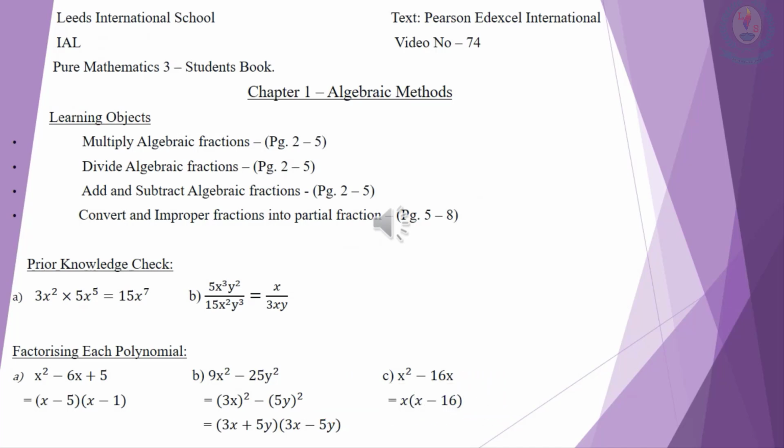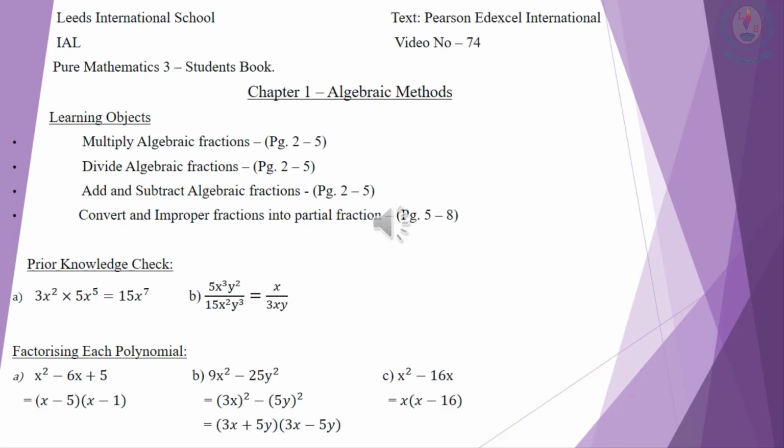IAL Pearson Edexcel International, video number 74. Pure Mathematics 3, Students Book, that is P3. Chapter 1, Algebraic Methods. Learning objectives.